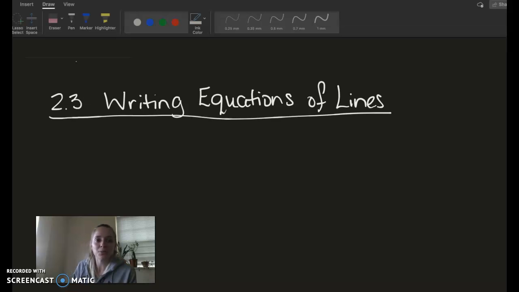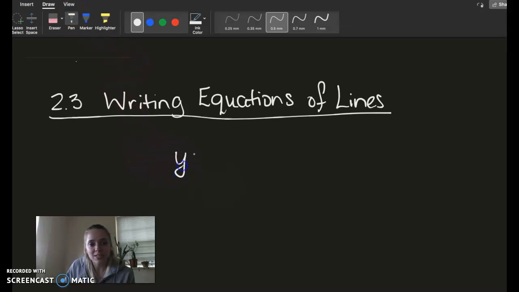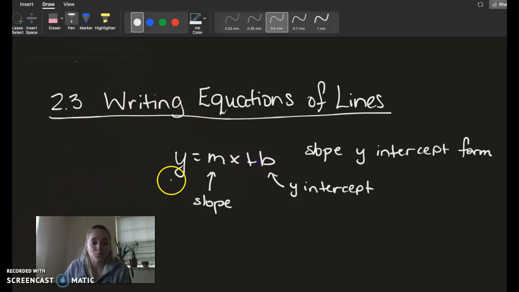Hi, in this video we're looking at section 2.3, which is writing equations of lines. So we have already talked about one form, which is the slope y-intercept form, where y is by itself on one side of the equation, and then you have a number times x plus b, which is just another number. The number that's multiplied by x is your slope, and the b, or the number that's added or subtracted at the end, is your y-intercept.